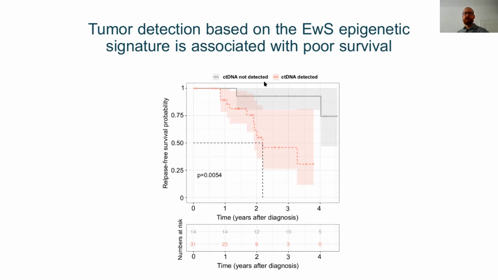And as you can appreciate in this Kaplan-Meier plot, the group for which we did detect tumor-derived DNA performed much more poorly in terms of relapse-free survival and also overall survival compared to the other group. This makes the LIQUORICE-inferred Ewing sarcoma-specific epigenetic signature a quite interesting prognostic biomarker that we will analyze in future studies.